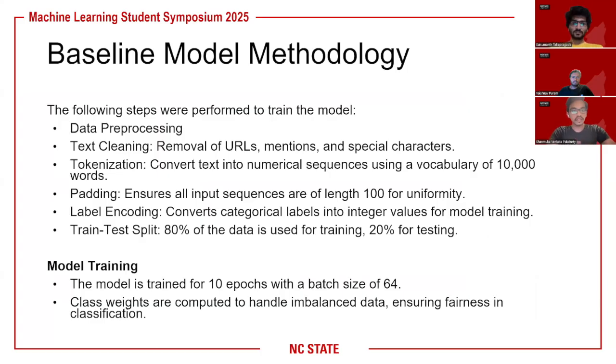So hi everyone. The baseline model methodology and the steps we performed to train the model are data pre-processing and text cleaning, where we remove URLs, mentions, and mainly special characters, then tokenizing, and then padding, which ensures all the input sequences are of length 100 for uniformity, then label encoding, converting the categorical variables into integer variables, and then the train-test split, which is 80-20%. For model training, we trained for 10 epochs with a batch size of 64, and class weights were computed to handle the imbalanced data, ensuring fairness in the classification.